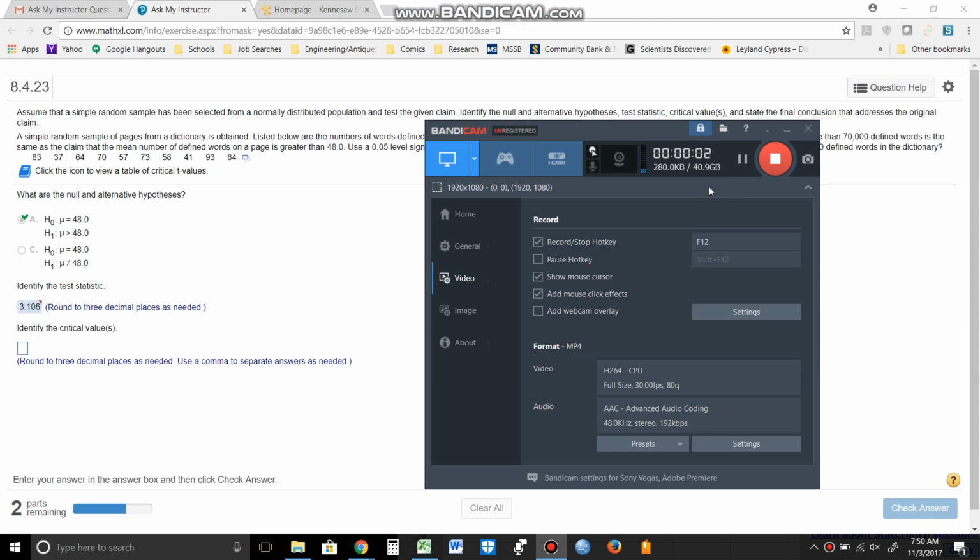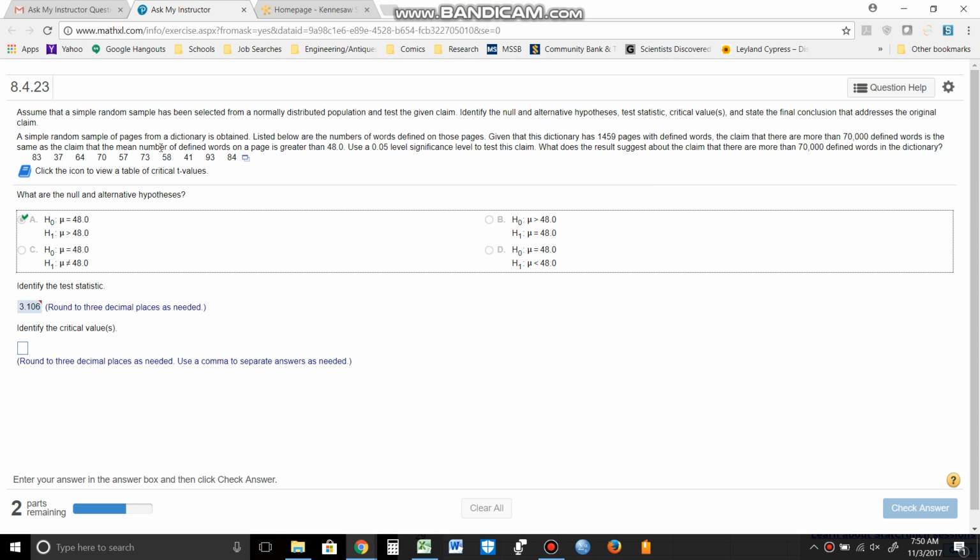Hi class, let's take a look at this problem here. We have a simple random sample that has been selected from a normally distributed population. We're going to test a given claim. We want to identify the null and alternative hypothesis, the test statistic, the critical values, and state the conclusion.